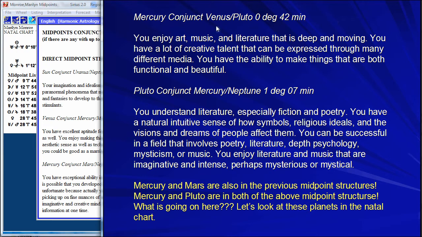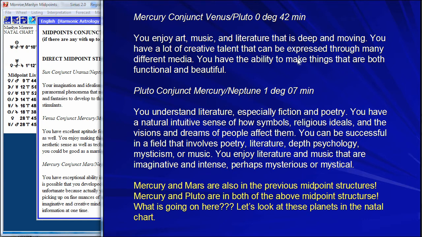Now she has these other midpoints. Mercury, Venus, Pluto, enjoys art, music, literature again. That is deep and moving because of Pluto. It's deep and not superficial. You have a lot of creative talent. It can be expressed through many different media. You have the ability to make things that are both functional and beautiful.